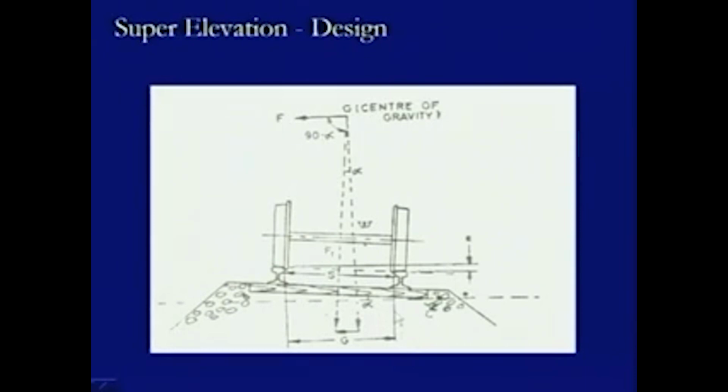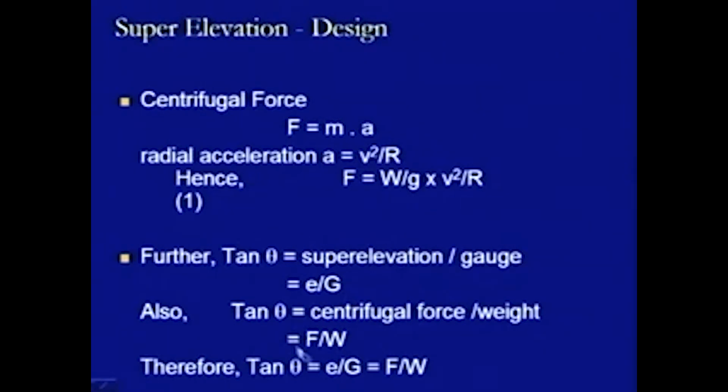And similarly, we try to find the same thing on this side. If we take this tangent alpha, then this is nothing but the centrifugal force divided by the weight, so F divided by W. Using the geometry of this figure as well as the point of application of the forces and their relative positions, we can compute the value as shown here. So, tan theta is E divided by G. Similarly, tan theta is also F divided by W. Therefore, E divided by G equals F divided by W.